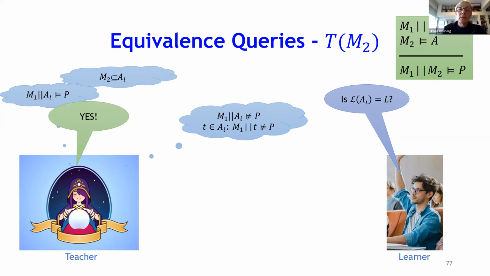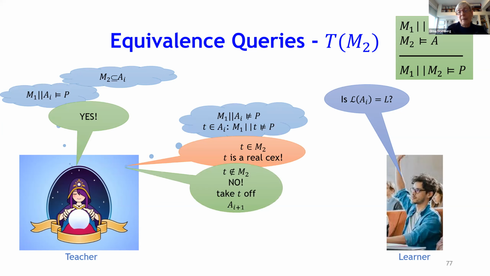If M1 composed with AI does not hold, then we get a counterexample for this check. And now, if this counterexample is part of M2, then we find a real counterexample and we can go directly to repair. Otherwise, if it's not in M2, then we need to refine AI and build the next assumption AI plus 1. And similarly in the third case.